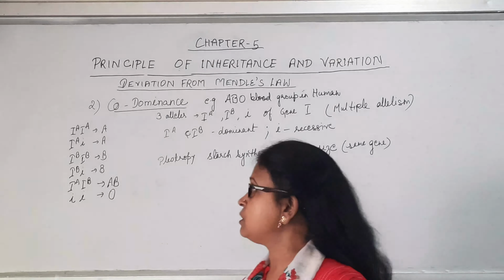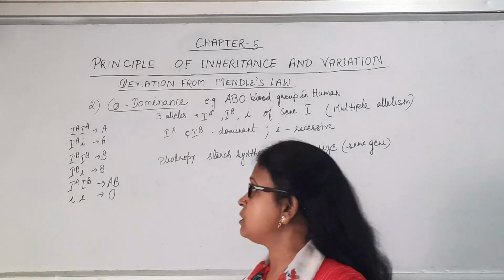Now IA and IB, we can see here both are dominant in nature and they have a different effect in presence of the recessive allele. But when both of them come together, then they will give rise to a third type of blood group, that is AB blood group, and that means both are partially responsible for giving rise to this third type of blood group. They are not completely dominant. They both are required for giving rise to this type of blood group, that is AB.